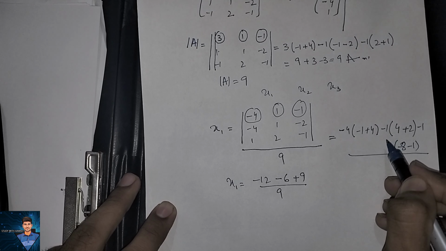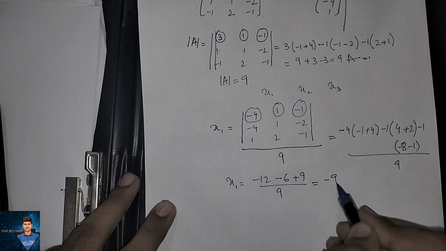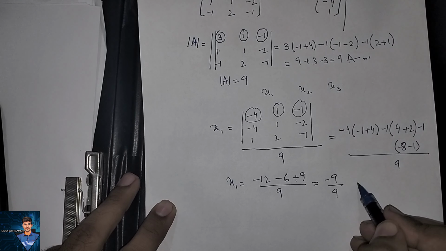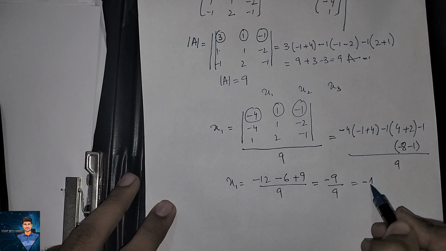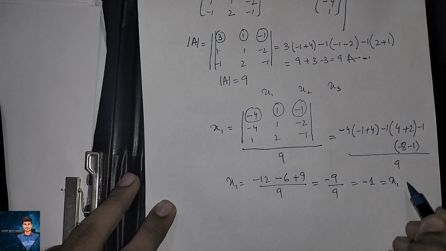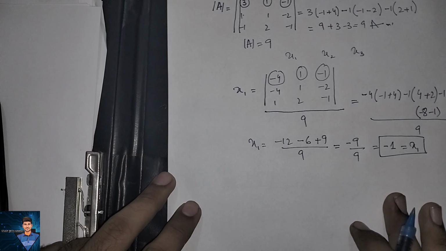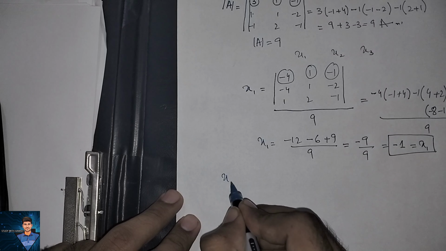You will solve it, it's a simple calculation. So it will give us -9 upon 9, and ultimately it will provide x equals -1, and it is the value of x1. x1 is equal to -1. Now let's go for the value of x2.